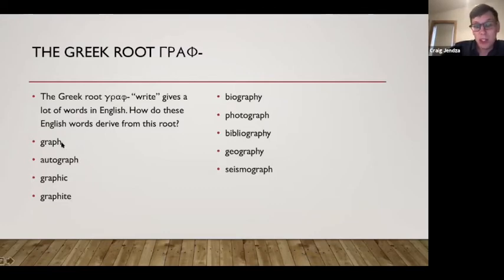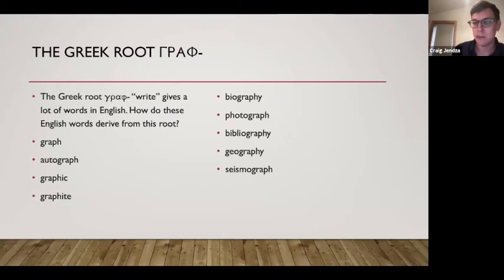So just our word graph, right? Our word graph is a thing that you can write out. An autograph is when you write your own name, right? You're autographing something. We've got words like graphic or graphite. Graphite is a substance that you use to write with. Biography, a writing down of your life. A photograph, where you're writing through light. That's how they're thinking of a photograph. You're writing it down through taking light waves of it.